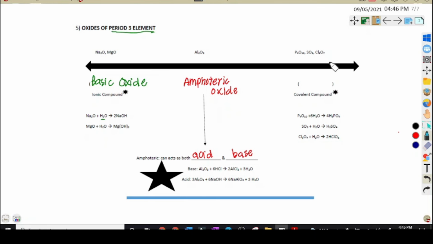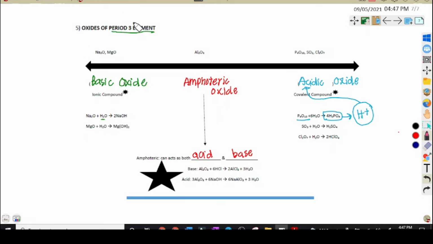For the non-metal elements, they will form acidic oxide. They are acidic oxides because, for example, when phosphorus reacts with water, it will form phosphoric acid, which has H plus in it. H plus has an acidic character, so these are the acidic oxides.